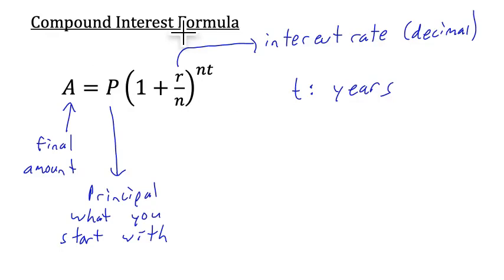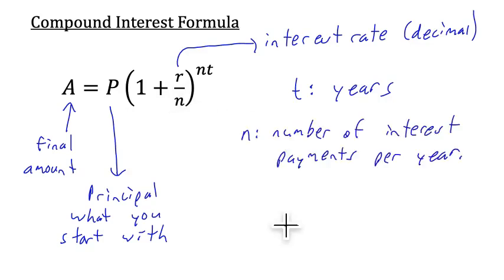But with compound interest, you might be receiving interest more than once a year. So N will be the number of times interest is applied per time period, or per year. So a complicated looking formula, but let's give it a try piece by piece here.